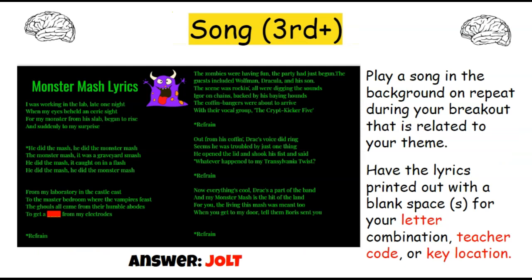Song puzzles are appropriate for third grade and above. They are mental type puzzles, which means they'll work for digital or physical breakouts. Play a song in the background on repeat during your breakout that is related to your theme. Have the lyrics printed out with a blank space or spaces for your letter combination, teacher code, or key location. In the example I've given you over here, it's the Monster Mash, and the word that they need to figure out that they're missing is jolt.